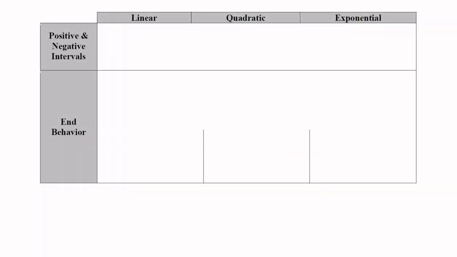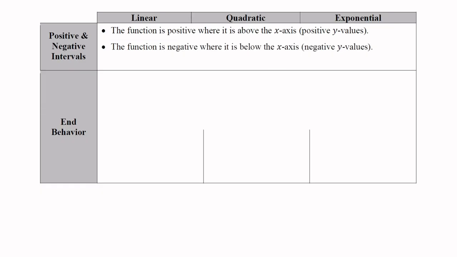For positive and negative intervals, they operate the same way for all three. The function is positive where it is above the x-axis, where you have positive y values. The function is negative where it's below the x-axis, where you have negative y values. Where there are multiple positive and negative intervals, union them with a U. And that is only going to occur when you have a quadratic.